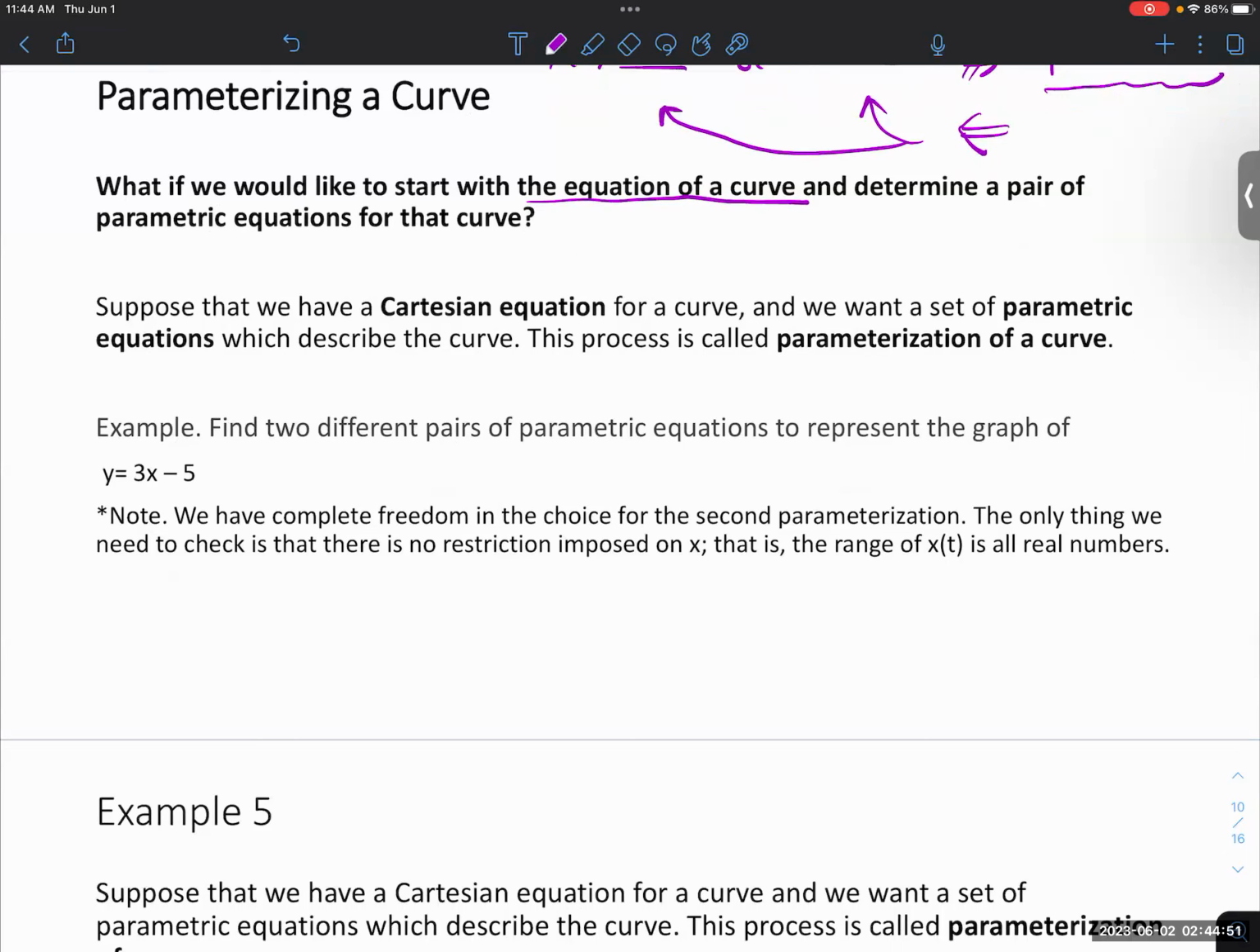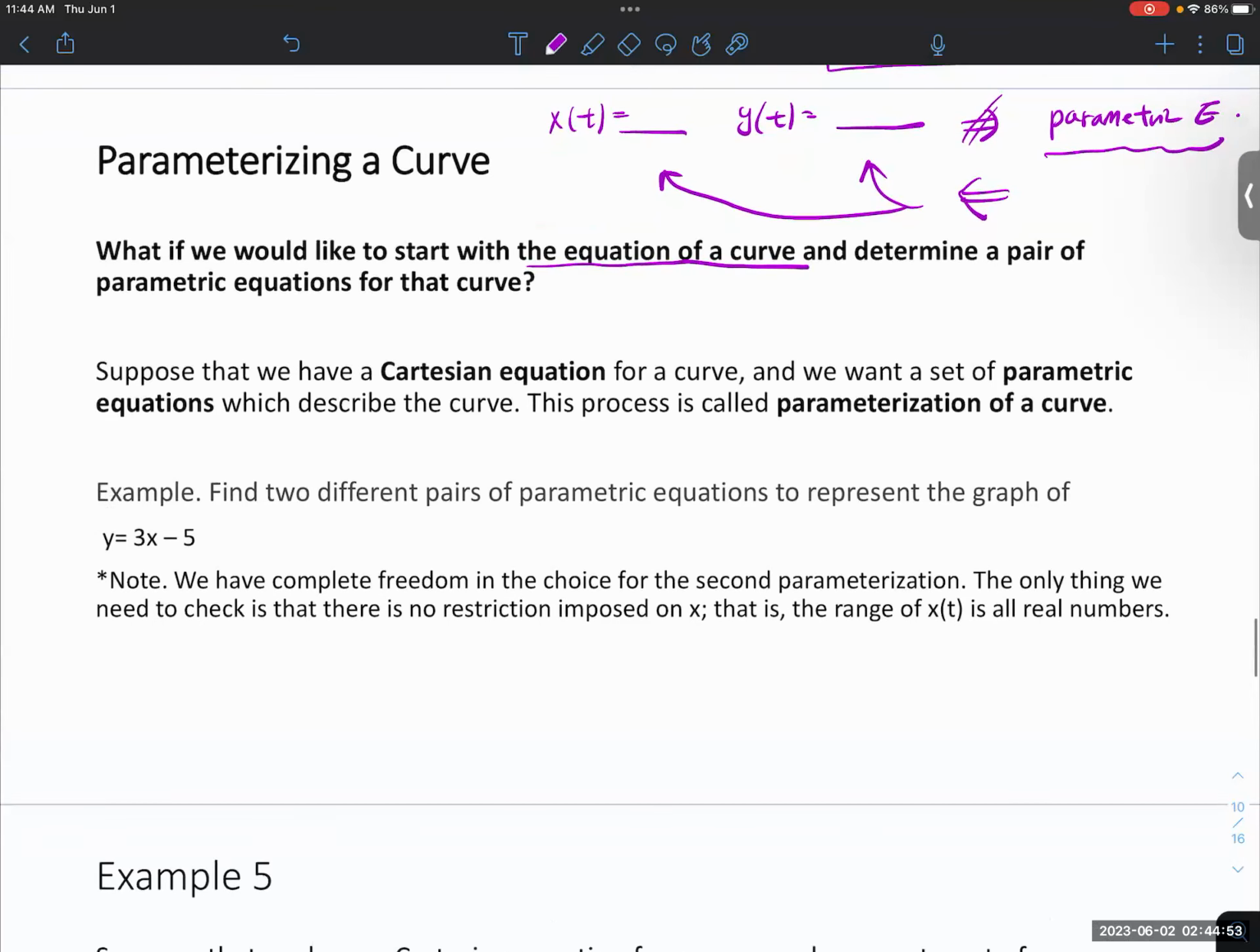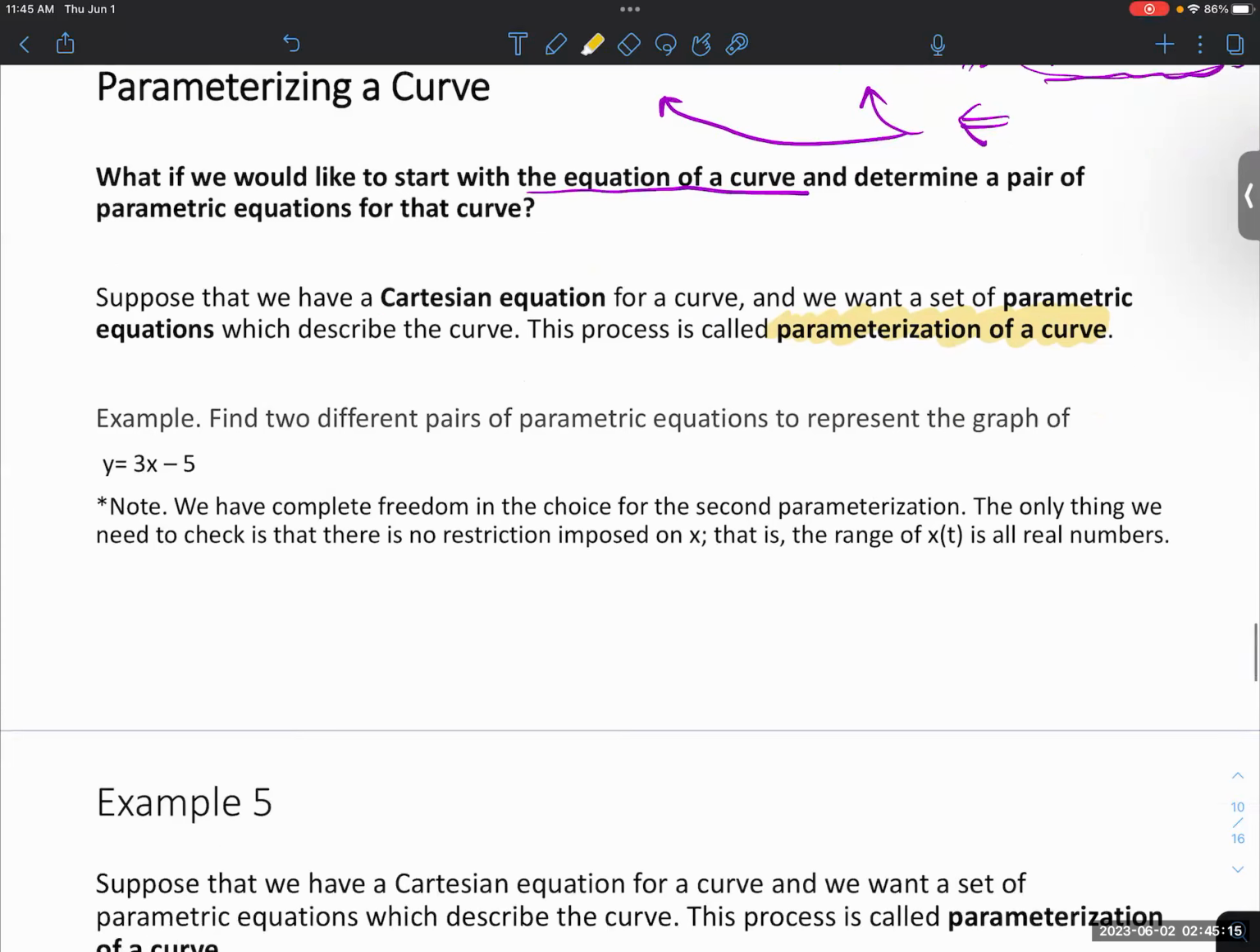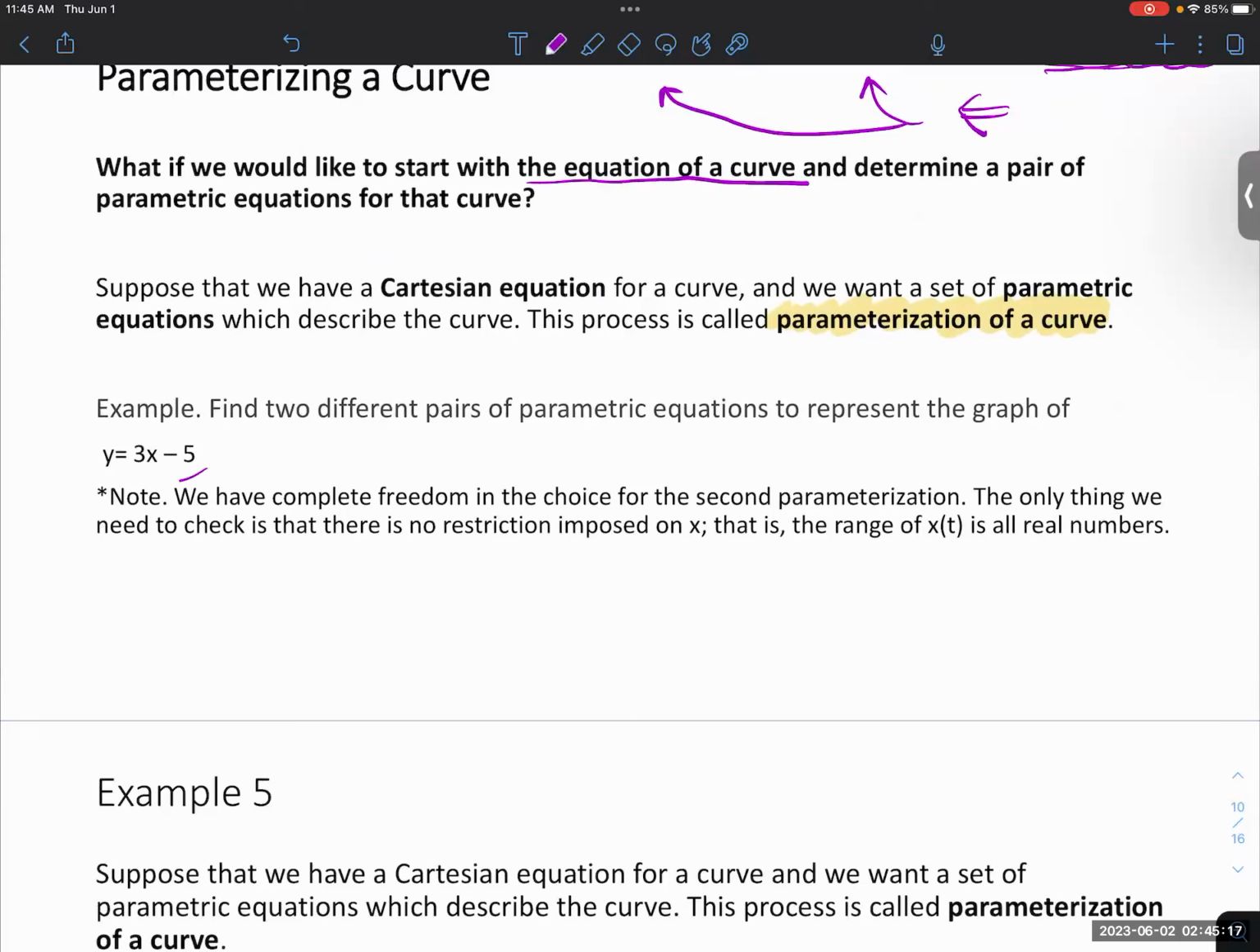So here is a couple of strategies. The Cartesian equation is already given, and then you want to find the x and y functions. That process we call parameterization of a curve. So that's what we call parameterization of a curve. Here is an example. You see that? I already have the Cartesian equation.